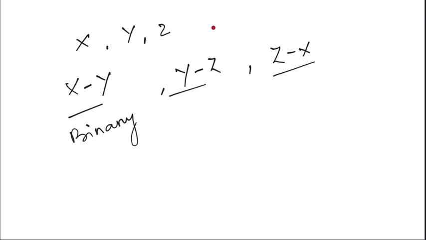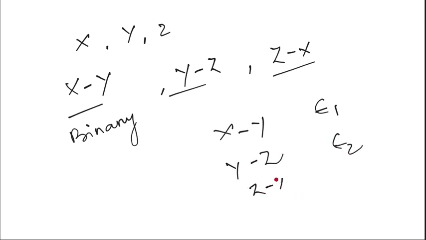Now, considering these are all eutectic systems. XY is eutectic with eutectic point 1. YZ is eutectic with eutectic point 2. ZX is also eutectic with eutectic point 3. So we can draw the phase diagram like this.